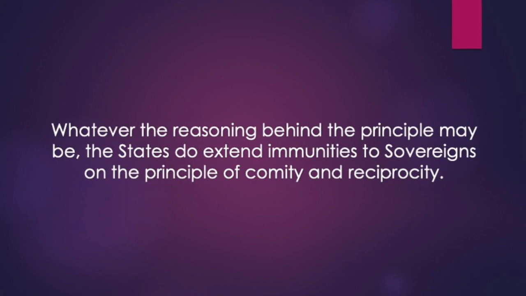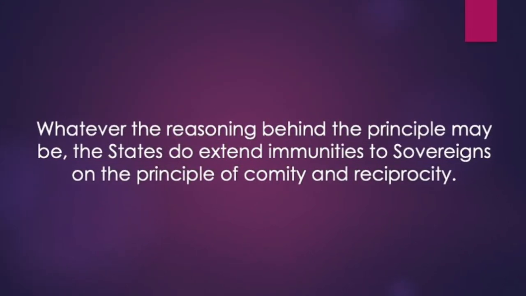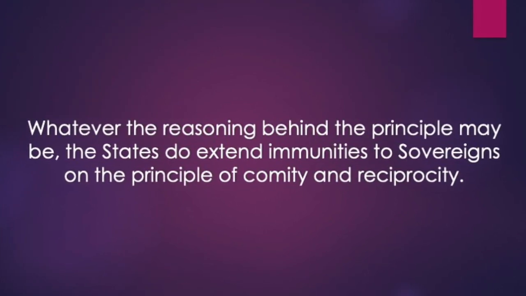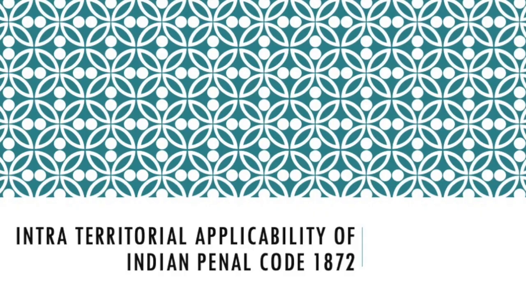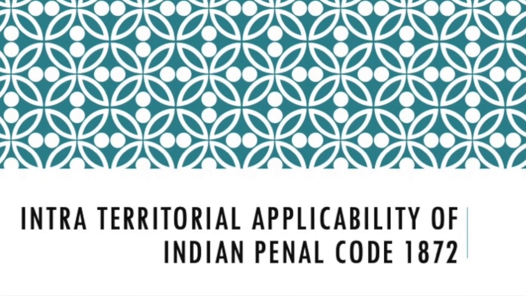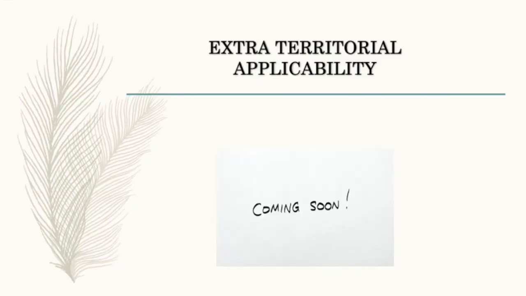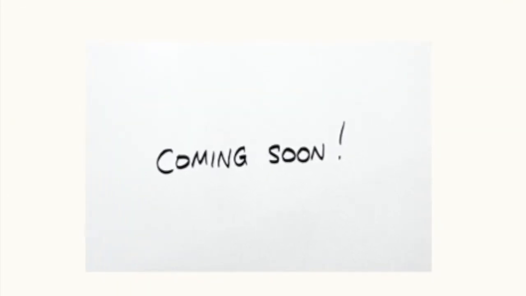Whatever the reason behind the principle may be, the states do extend immunities to sovereigns on the principle of comity and reciprocity. So friends, it was all about intra-territorial applicability of the Indian Penal Code 1860. We'll come up with extraterritorial applicability in our next video.